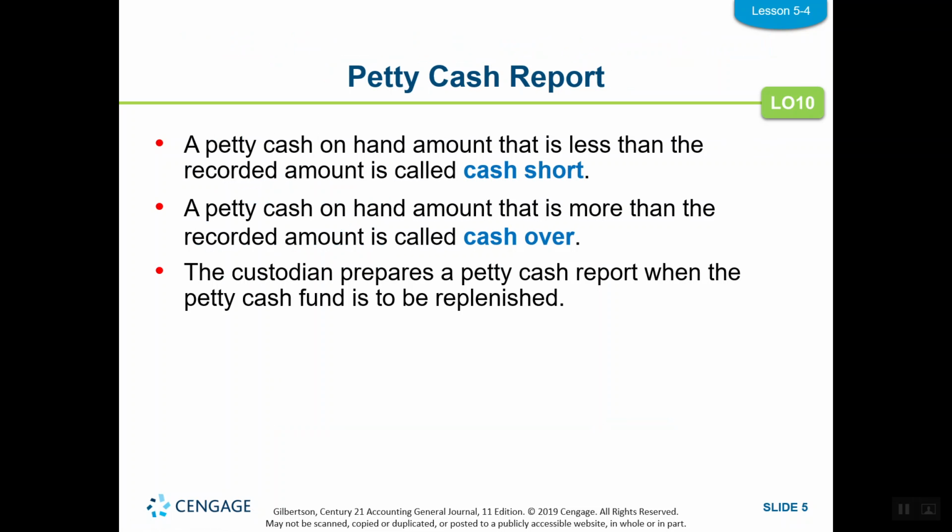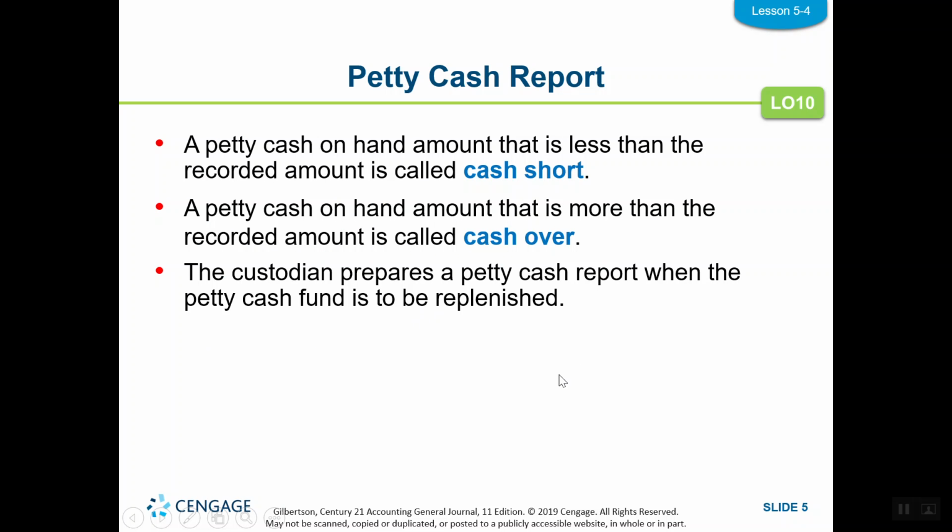The petty cash on hand amount that is less than the recorded amount is called cash short. So if we add up the receipts, we subtract it from our original amount, and then we count up the cash. If that cash is less than what it should be, that's short. And then the reverse of that is petty cash on hand that is more than the recorded amount. So again, we added the receipts up, we added our cash up, the cash is more than what we should have, that is a cash over.